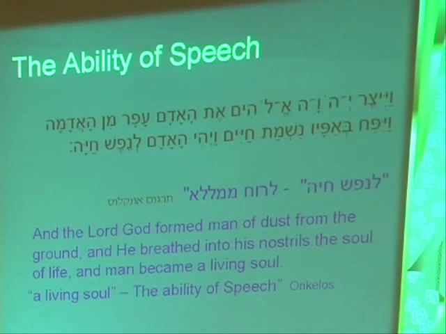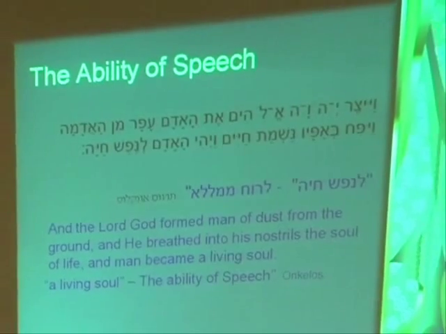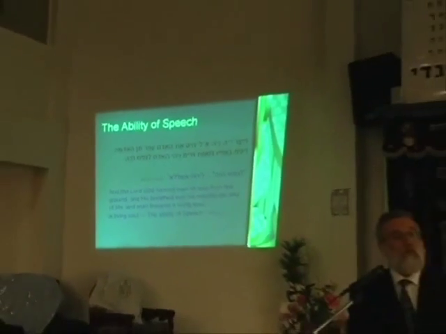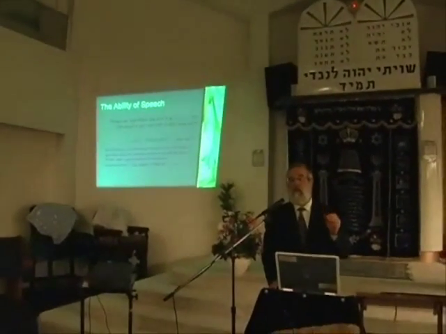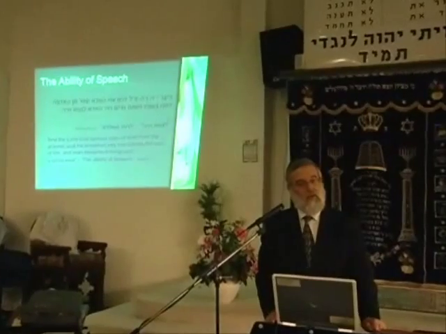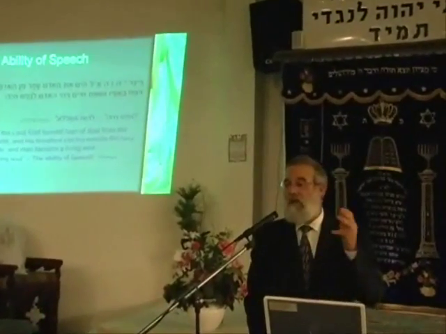So the Targum Onkelos, that translates the Hebrew text into Aramaic, says the key here, the uniqueness of the human being, lies in the words lenefesh chaya, leruach memalela. The human being became a ruach memalela. He was given the ability of speech. That is where the big difference between man and animals lies. Besides that we have free will, which is also a big difference, not just instinct, we have the ability to communicate in a very special way.